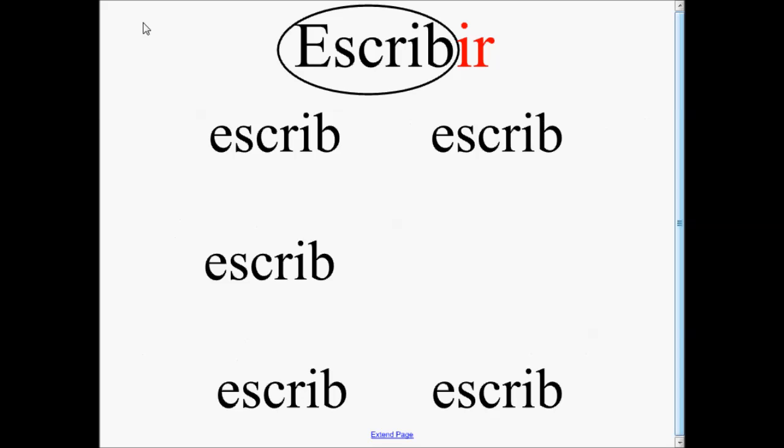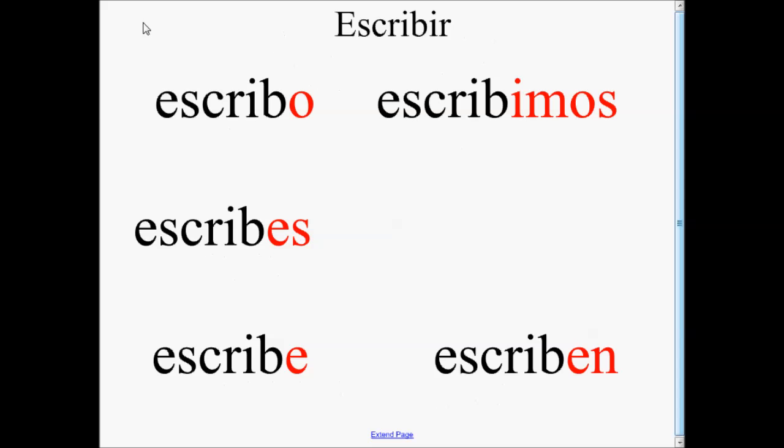So looking at the infinitive escribir, we find our ending, take it off, and now we have our stem. We add our subject endings to conjugate the verb. Escribo, escribes, escribe, escribimos, escriben. Escribir means to write. When conjugated, escribo means I write. Escribes, you write. Escribe, he, she, or you formally writes. Escribimos, we write. And escriben, they or you all write.